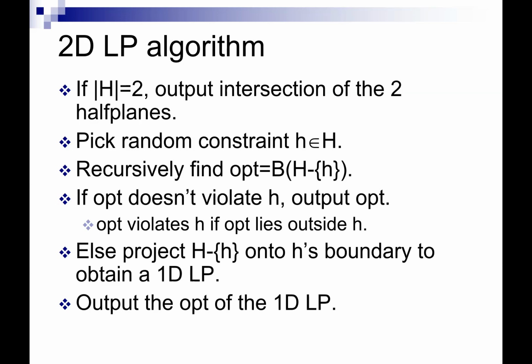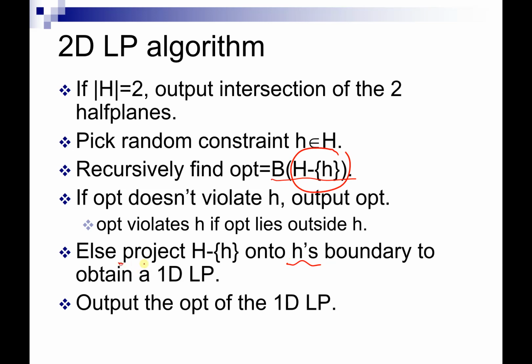All right, this is the algorithm for the 2D LP. We're going to pick a random constraint and find the optimum when you take out that constraint. If that optimum does not violate the constraint we took out, then we know this optimum is equal to the optimum for all of these constraints, the capital H set, so we just output that optimum. Otherwise, if the optimum does violate little h, then we project all of these constraints onto little h's boundary, and get a one-dimensional LP, which we can then solve.